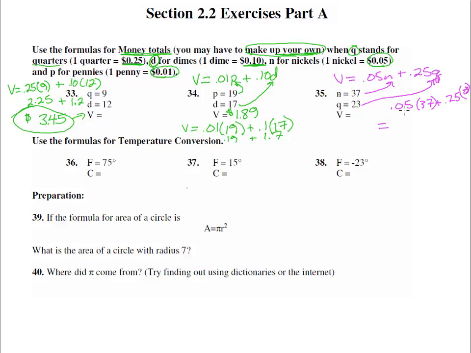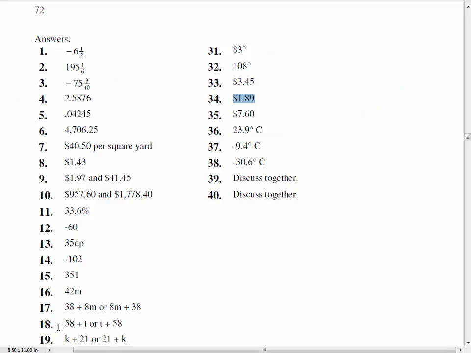So that's going to equal these two times together, 37 nickels is $1.85, and 23 quarters is 5.75. Adding those two together and we get 7.60. 7.6 or $7.60. Let's check our answer.